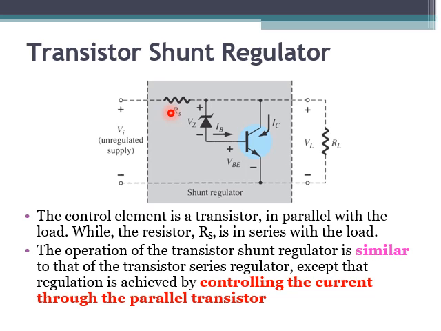Okay, so the operation of the transistor shunt regulator is similar to that of your transistor series regulator. It means if there is any change in the load, that change will be in your voltage also. That voltage will be sensed by your sample circuit. The regulation here is achieved by controlling the current through the parallel transistor, which we have connected in shunt with the load. Clear?